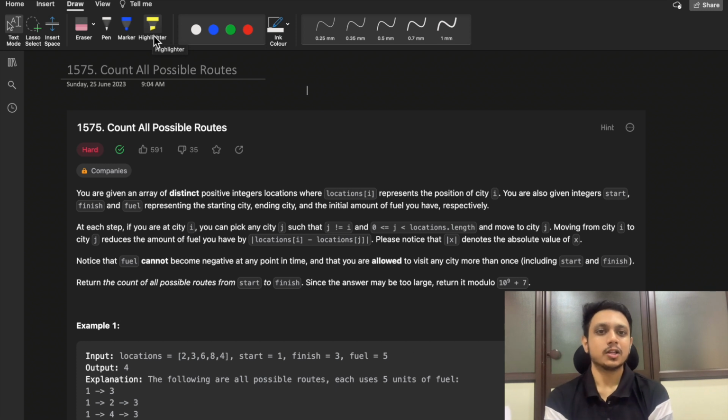Today we will discuss LeetCode question 1575, which says count all possible routes. Although this question is tagged as a hard question, it is on the easier side as compared to other hard questions available on LeetCode. And the problem statement is also very well defined, so you can easily form the intuition based on it.